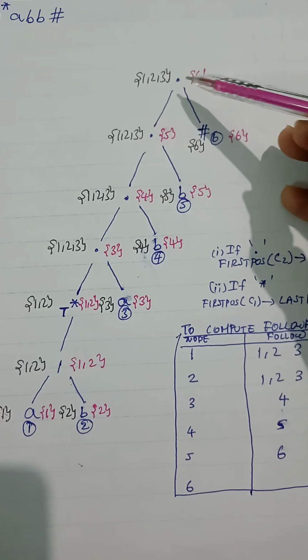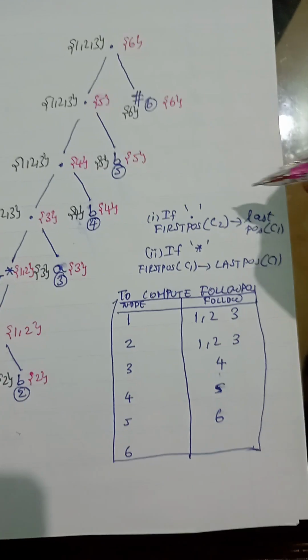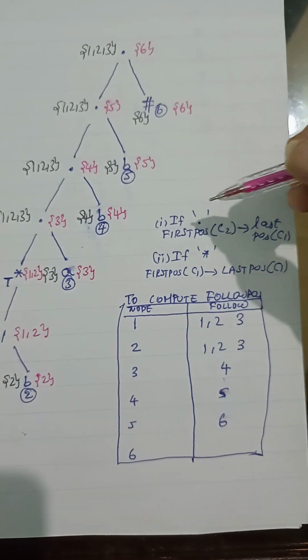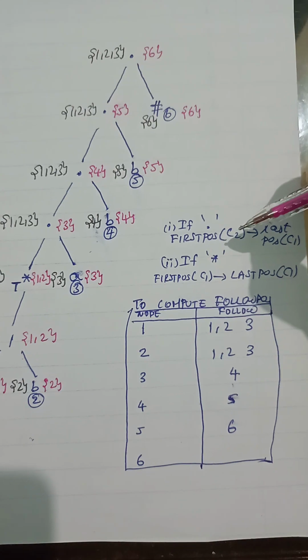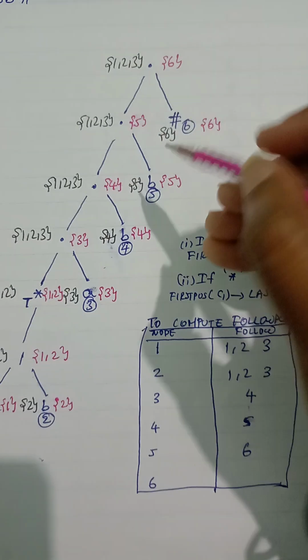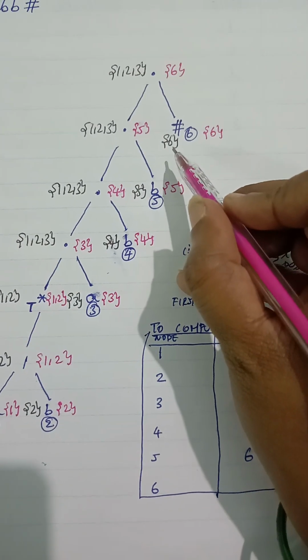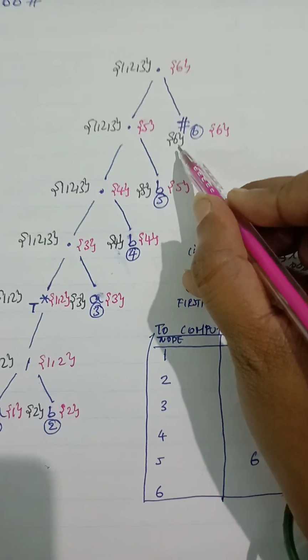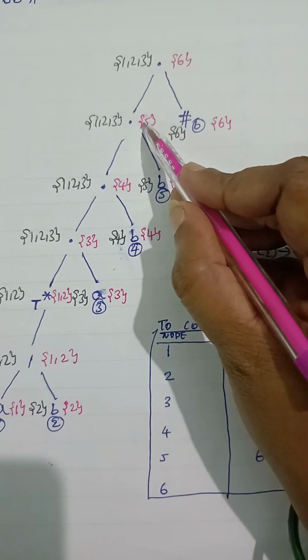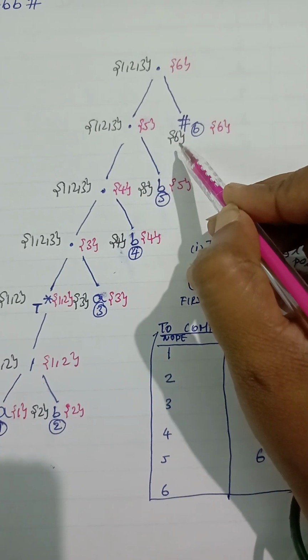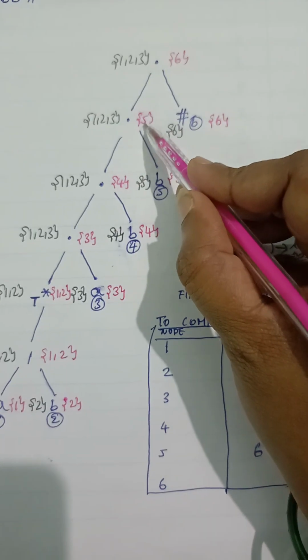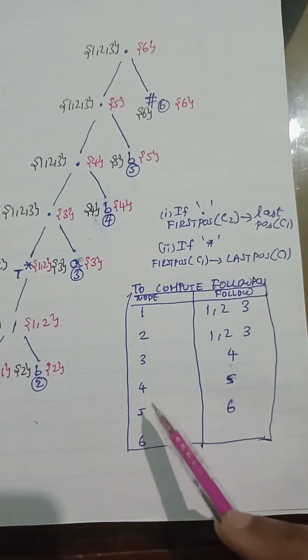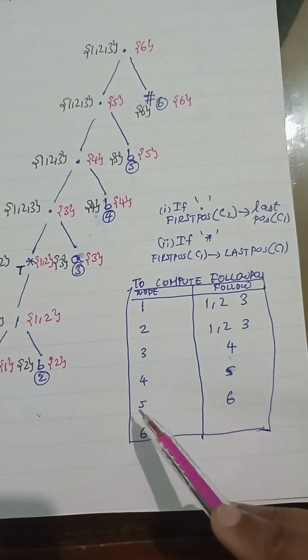So first I have encountered the dot node. The rule for dot node is we are going to write first position of C2 to last position of C1. What is first position of C2? It is 6. And what is last position of C1? That is 5. So I am going to write the 6 on node 5. See here, I have written 6 on node 5.